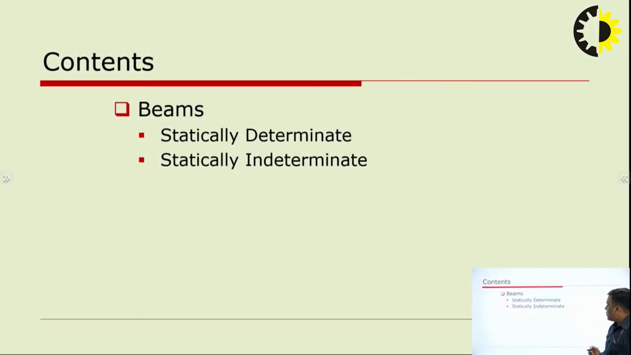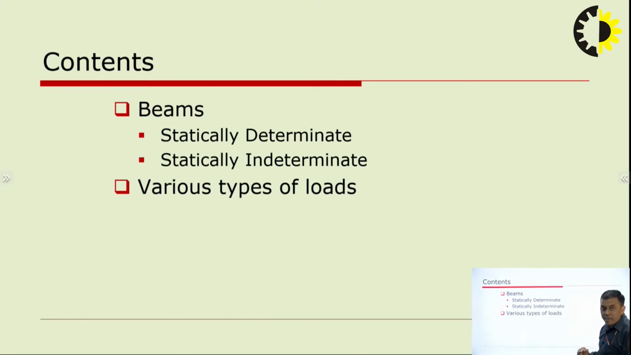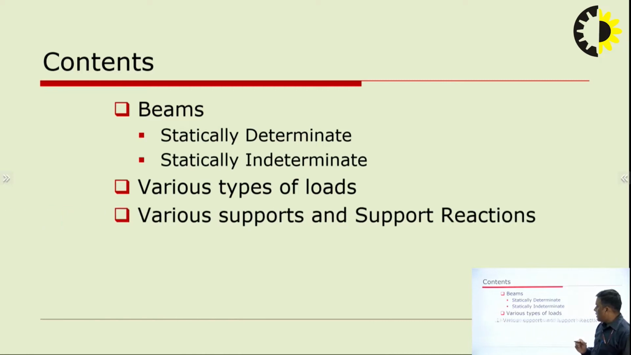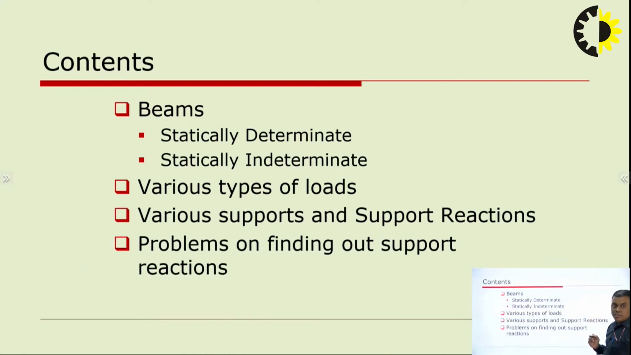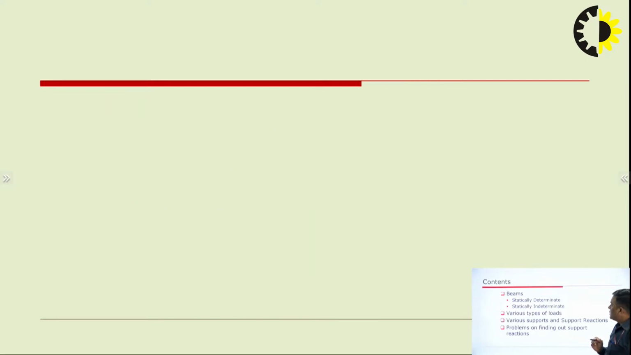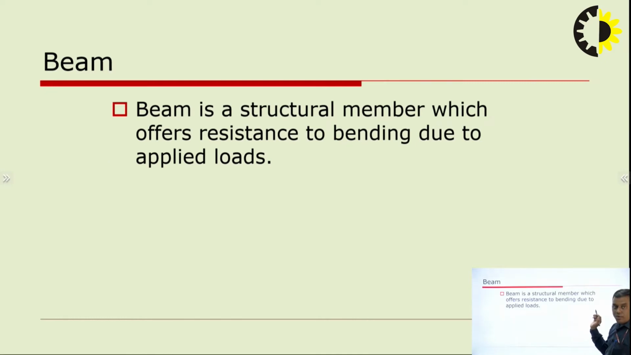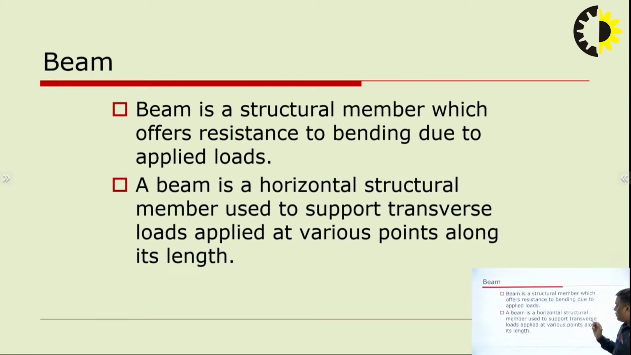What is the definition of beam? Statically determinate, statically indeterminate, then various types of loads, that's what I covered, various supports and support reactions according to that. Beam is already known, I am not going to discuss it again. It is a horizontal structural member which supports transverse loads which are perpendicular to its length. Okay, you can quickly go through.